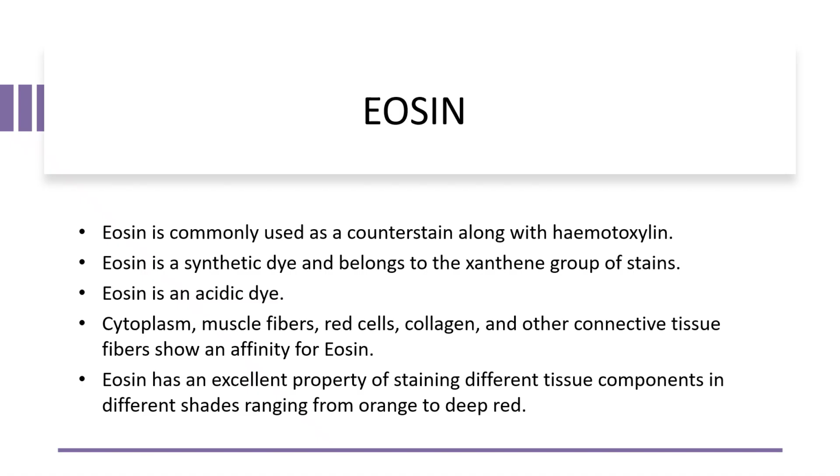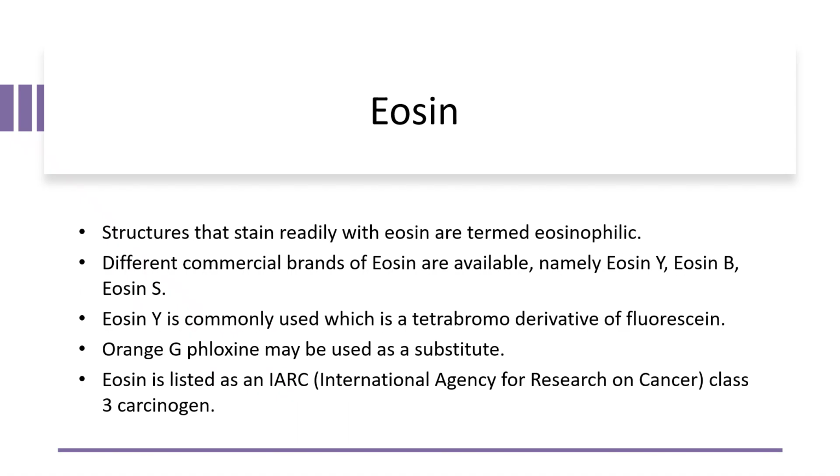Eosin is commonly used as a counterstain along with hematoxylin. It is a synthetic dye and belongs to the xanthene group of stains, and it is acidic in nature. Cytoplasm, muscle fiber, red cells, collagen, and other connective tissue fibers show affinity for eosin. Eosin has an excellent property of staining different tissue components in different shades, ranging from orange to deep red.